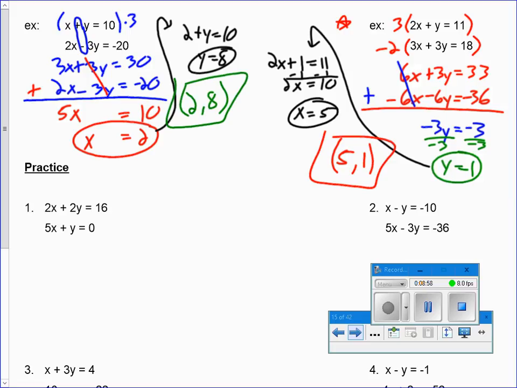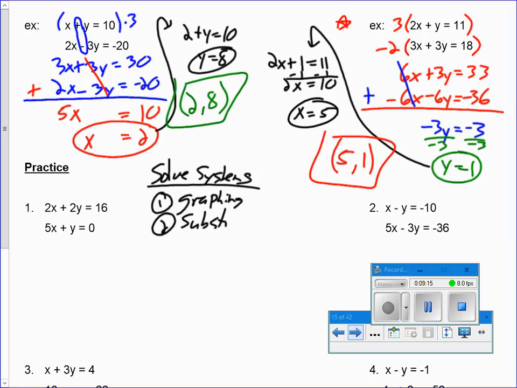So now we've learned 3 different ways for solving systems. We can solve by graphing. We can solve by substitution. And third, we can solve by elimination.